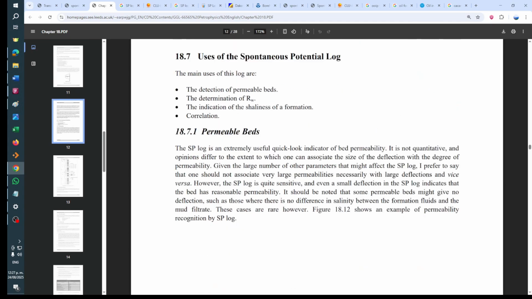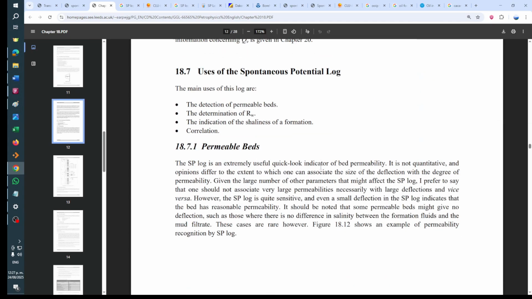So basically, the SP log helps us detect permeable beds, because as we said before, even small deflections to the right or to the left, depending on the salinity and the fluids, are an indication of permeability. It also helps us with all these formulas, all this math, and all these plots and graphs that we have down there in this document. It helps us determine the resistivity of water if we don't have access to formation water to test the salinity. And it is also an indicator of the shaliness of the formation, and of correlation.